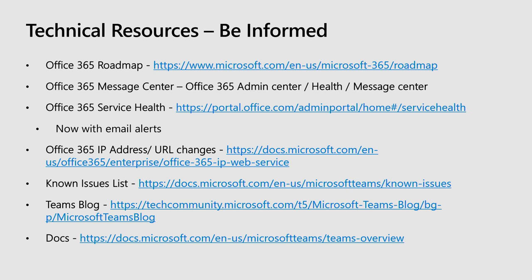So if you're running Office 365 or you're running Microsoft Teams, you should be looking at the message center, you should be looking at service health. A little tip on service health, it now has email alerting. So you can bang an email in there or a distribution list in there and get proactive alerts, which is really good. The Office 365 IP addresses and FQDNs change over time, so keeping an eye on that.